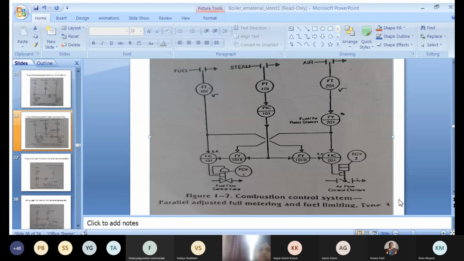Shweta? Hello. Bhakti? Ma'am, I can't. Why can't you explain? Can't you read the screen? The text is visible there, Shweta. Yes, ma'am. Okay, just tell me what is written. Combustion control system, parallel adjusted full metering and fuel limiting. Okay, that is the title. Now look at what is written in the diagram.